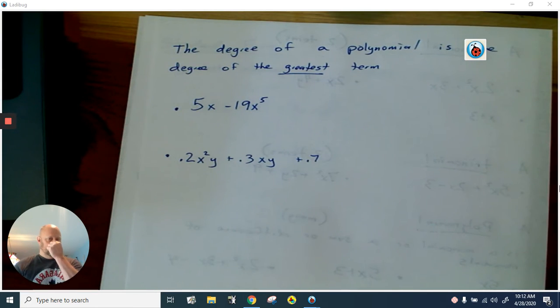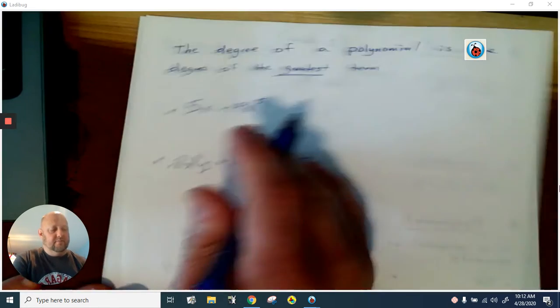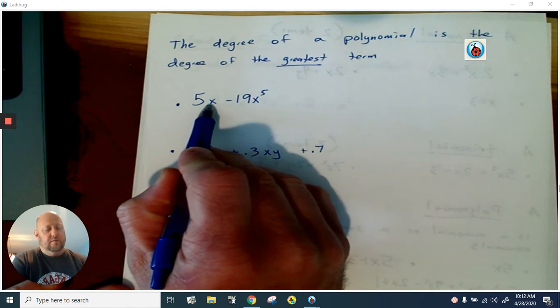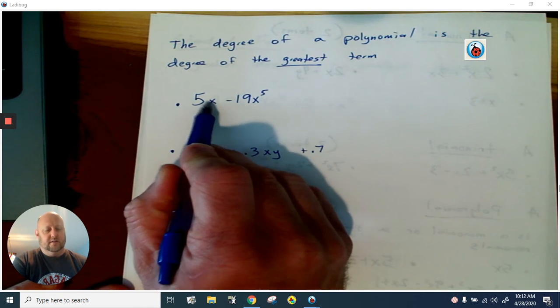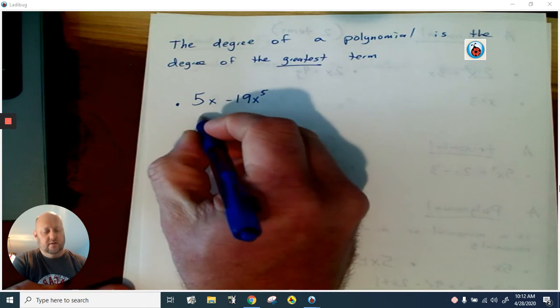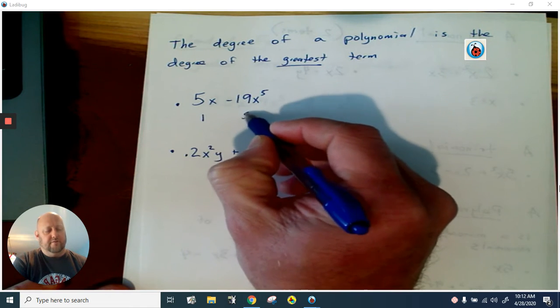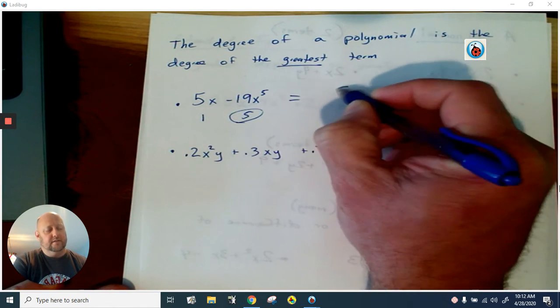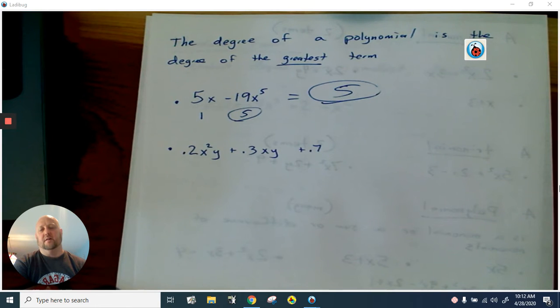And then how do you find the degree of a polynomial? Again, we kind of already talked about this. We basically look at these individually. This part would have a degree of 1. This part would have a degree of 5. We pick the bigger one. This is a 5th degree polynomial.